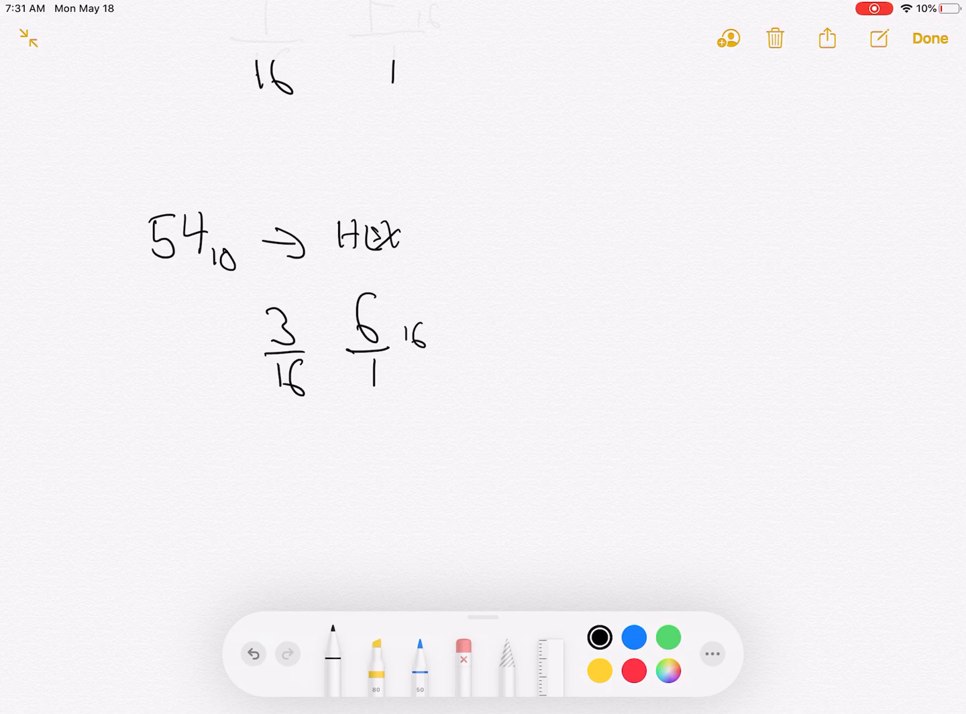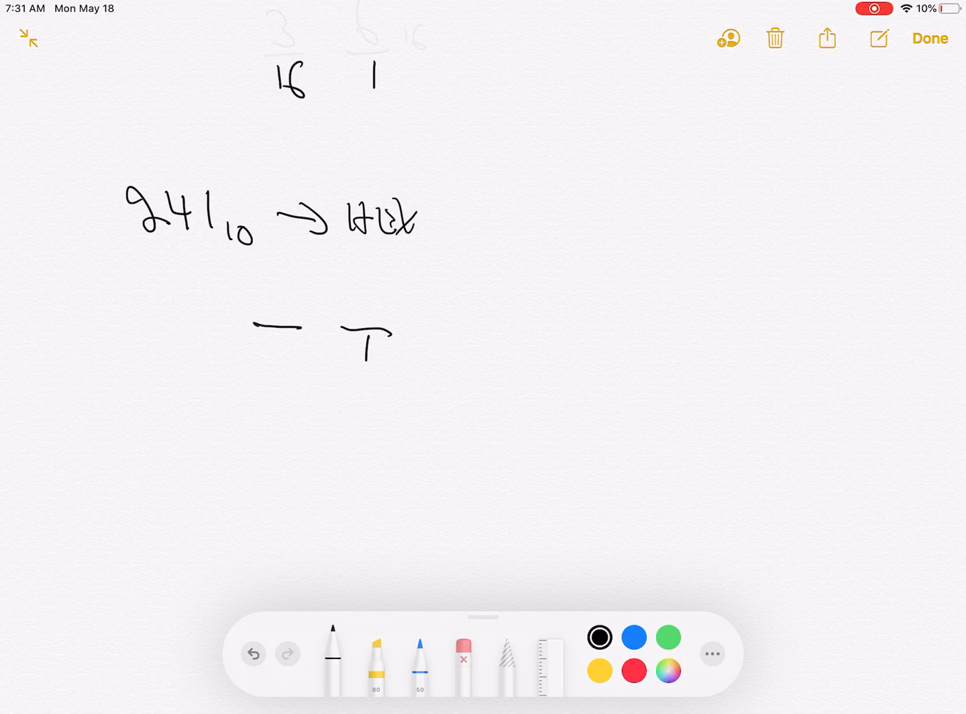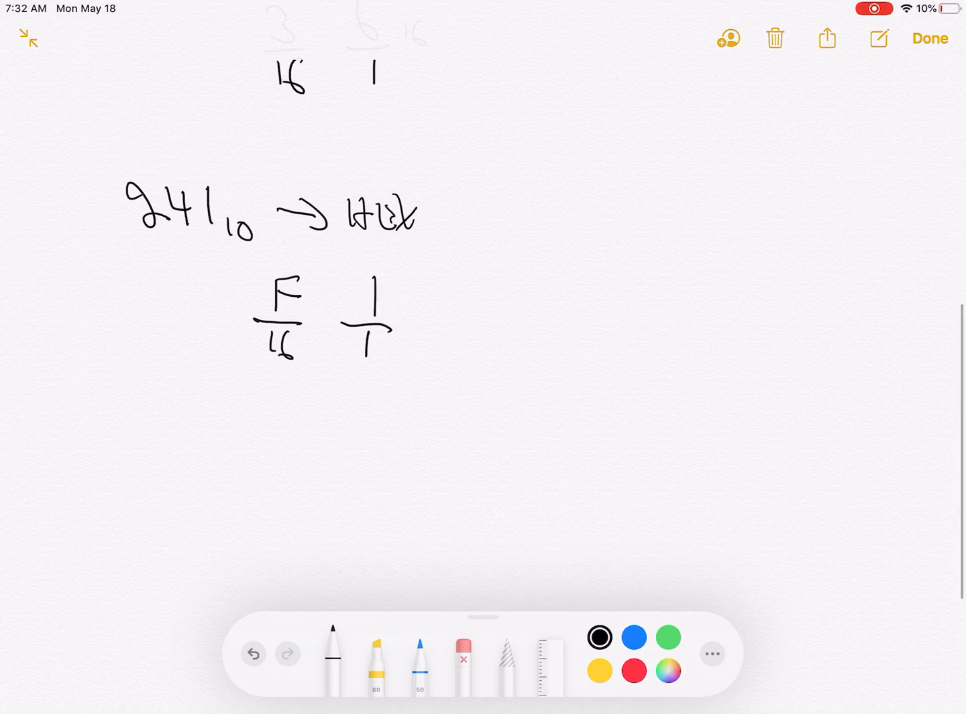Okay? Let's do another one. Let's say 241, base 10. I want to take it to hex. So I start out with a 1, and I go to 16. 256 is too big. Well, how many 16s go into 241? 15. What's 15 in hex? F. What's left? Well, 15 times 16 is 240. Okay, and there's your answer.